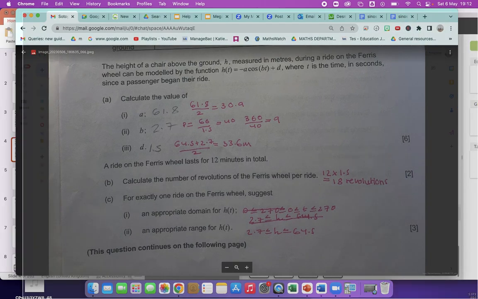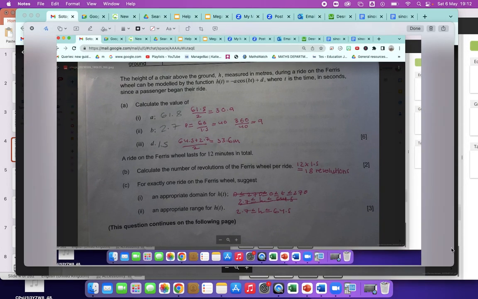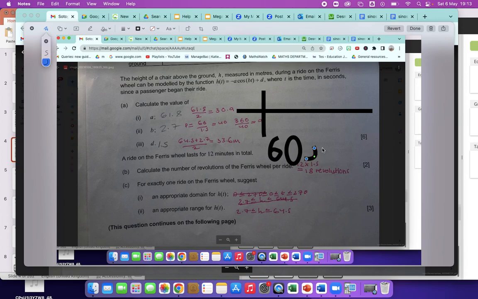Go back to what we were talking about earlier. If we have a think about this particular function, we know how it works is that every minute you're going to have 1.5 revolutions, because it says so in the question. So every 60 seconds there are going to be 1.5 revolutions. So we could say 60 seconds is equal to 1.5 revolutions.